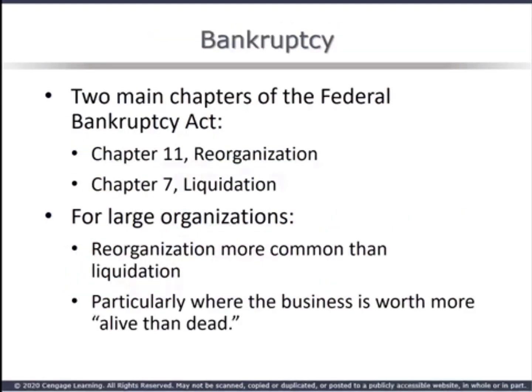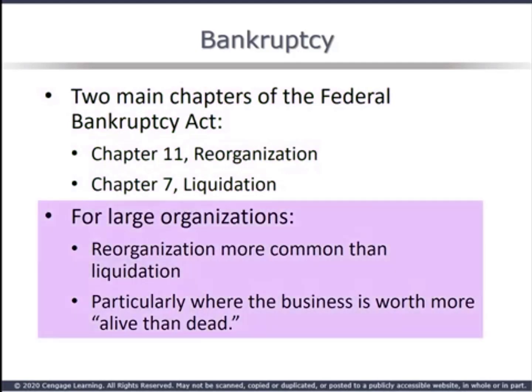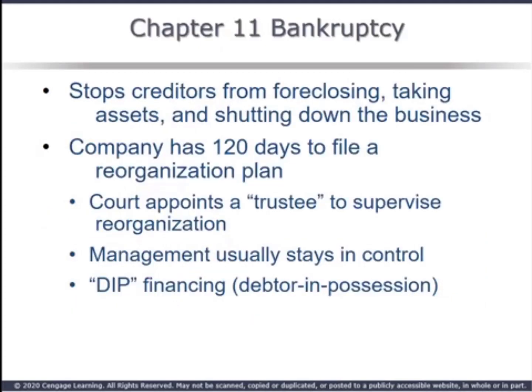Coupon payments and the repayment of the principal are contractual obligations of the issuing firm. If a firm does not make the scheduled coupon payments on its debt, the bondholders can force the firm into involuntary bankruptcy. There are two main chapters of bankruptcy, Chapter 11, Reorganization, and Chapter 7, Liquidation. Reorganization is more common for large corporations who can show they're worth more alive than dead. Filing for Chapter 11 stops creditors from foreclosing and taking assets.